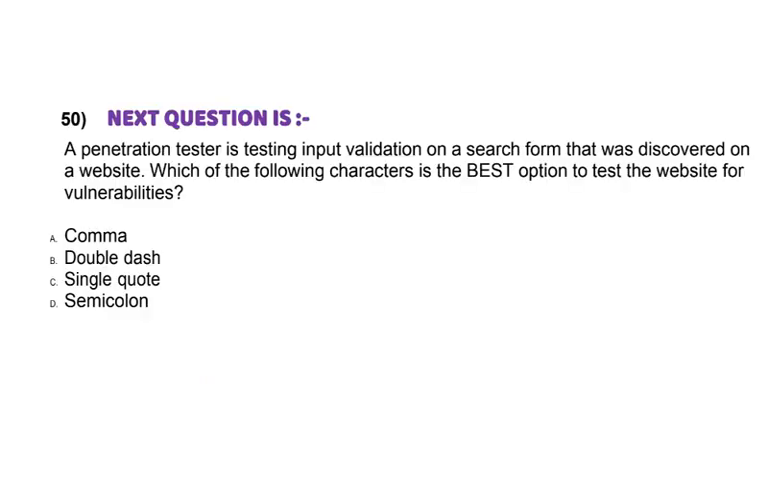Question is, a penetration tester is testing input validation on a search form that was discovered on a website. Which of the following characters is the best option to test the website for vulnerabilities? Option A, comma. Option B, double dash. Option C, single quote. Option D, semicolon. Correct answer is option C.